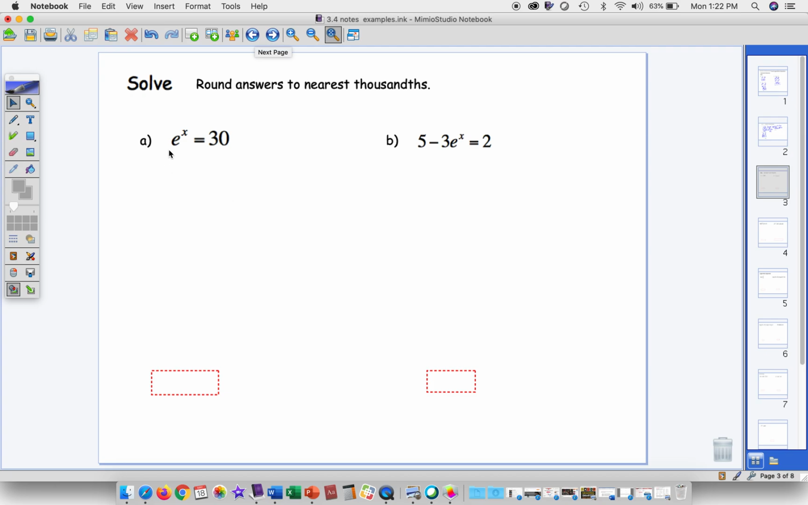Okay, so here, again, just put it into log form. So it's the natural log of 30 is equal to x. And if you plug that into your calculator, you should get 3.401.